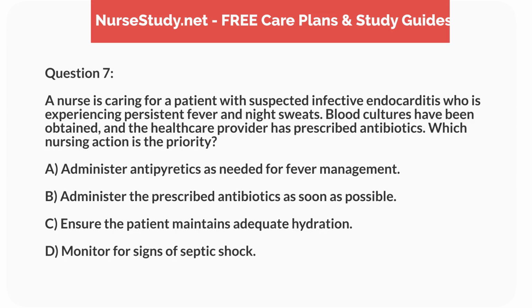Question 7. A nurse is caring for a patient with suspected infective endocarditis who is experiencing persistent fever and night sweats. Blood cultures have been obtained, and the healthcare provider has prescribed antibiotics. Which nursing action is the priority? A. Administer antipyretics as needed for fever management. B. Administer the prescribed antibiotics as soon as possible. C. Ensure the patient maintains adequate hydration. D. Monitor for signs of septic shock.